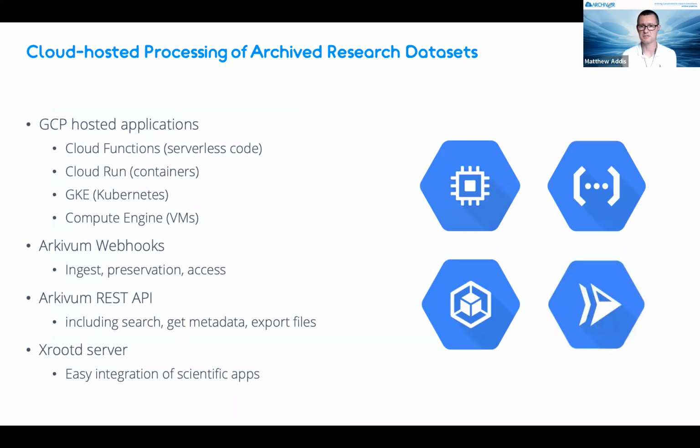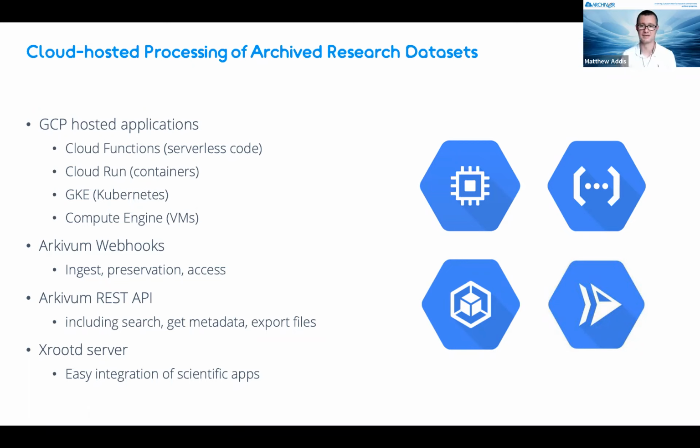To make it really easy to use archive data, our solution enables applications in various forms. It could be scripts, virtual machines, Jupyter notebooks, all to be run in the cloud, to be co-located with the archive, and to interact with archive data in our solution. In ARCHIVER, we do that using GCP, so things like Cloud Functions and Cloud Run and Kubernetes. Applications running in the cloud can be triggered by our solution. So they can be, for example, invoked as soon as a data set has been ingested or preserved.